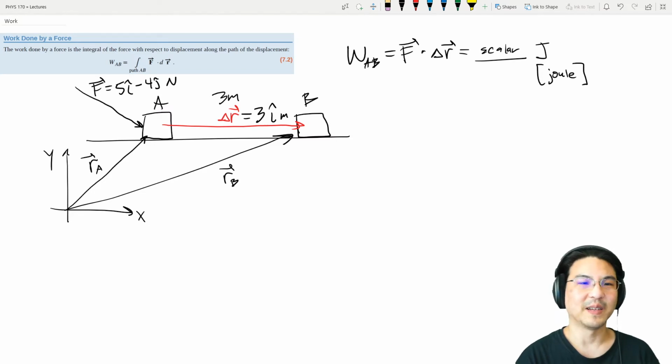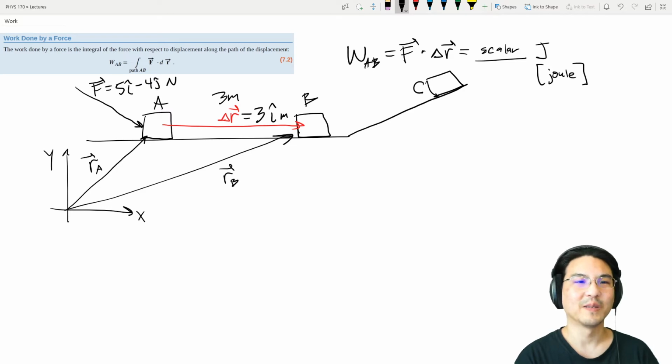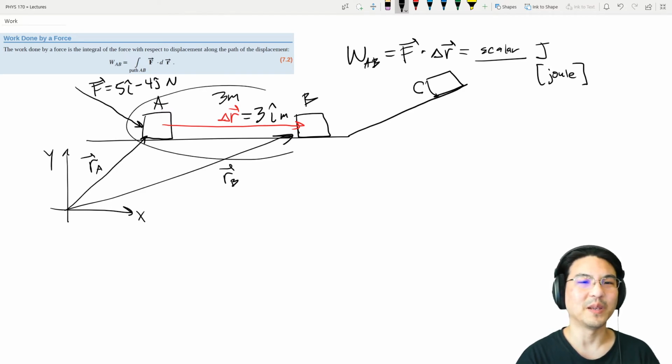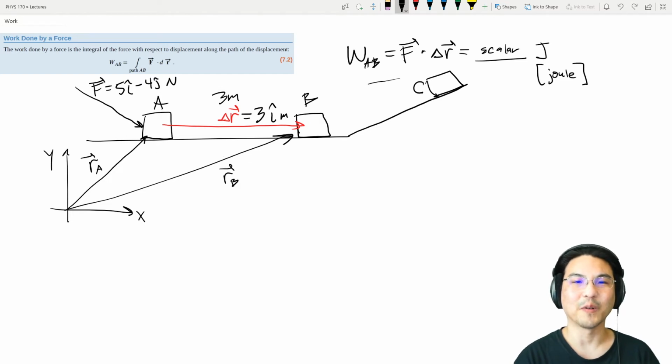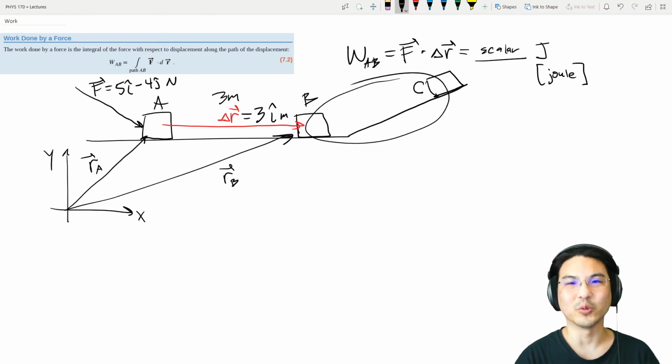Okay, now let's say you're pushing the crate along and then there's a ramp over here and you want to go over here to point C. Then all you would do is the work from A to B in joules plus the work from B to C in joules. That's it.